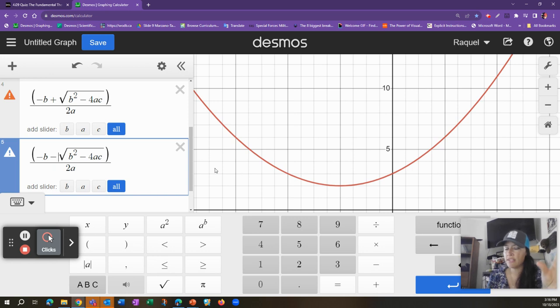So if at any point this gets too long, just feel free to pause it and start again. That's the beautiful thing about videos. There are always going to be 2 complex roots if you have complex roots, always. And this is why. Because you'll always have the plus and the minus version of the square root.